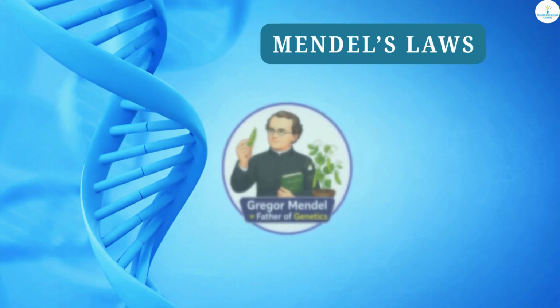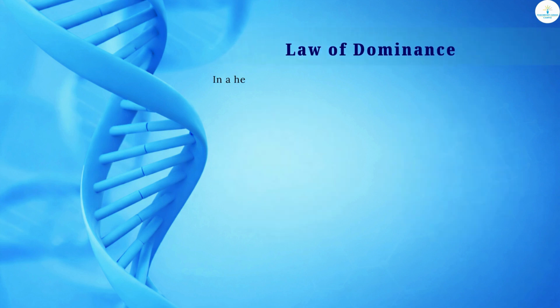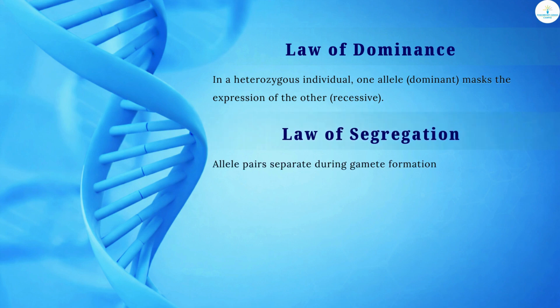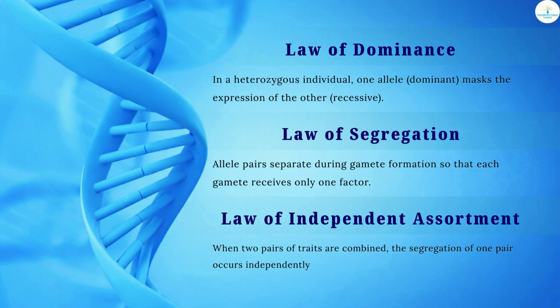Mendel's laws. Gregor Mendel, father of genetics, gave the fundamental laws of inheritance. Law of dominance: in a heterozygous individual, one allele, dominant, masks the expression of the other, recessive. Law of segregation: allele pairs separate during gamete formation so that each gamete receives only one factor. Law of independent assortment: when two pairs of traits are combined, the segregation of one pair occurs independently of the other pair during gamete formation.